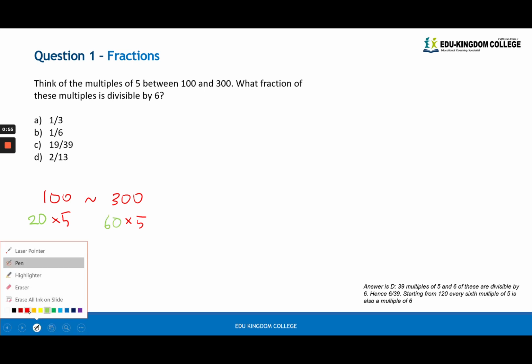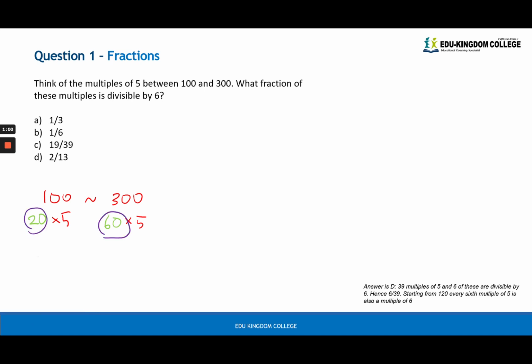So what that means is in between these two numbers, we're going to have 21 times 5, 22 times 5, 23 times 5, all the way until 59 times 5. And that actually gives us a total of 39 multiples. Okay? Now, out of 39, that is a total, what fraction is divisible by 6? Well, you can think about it this way.